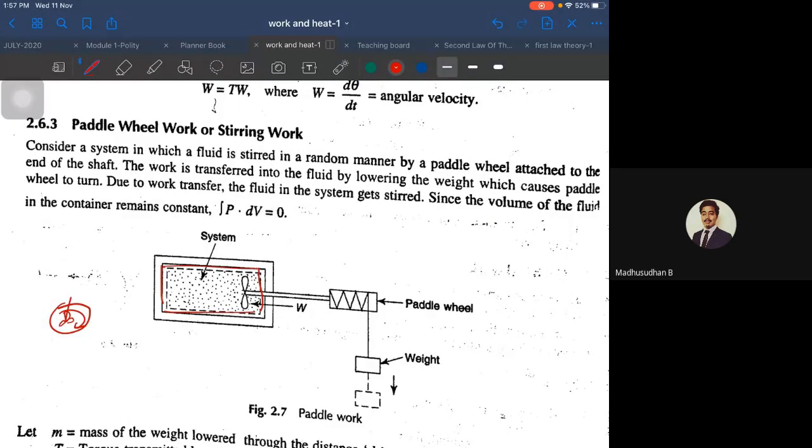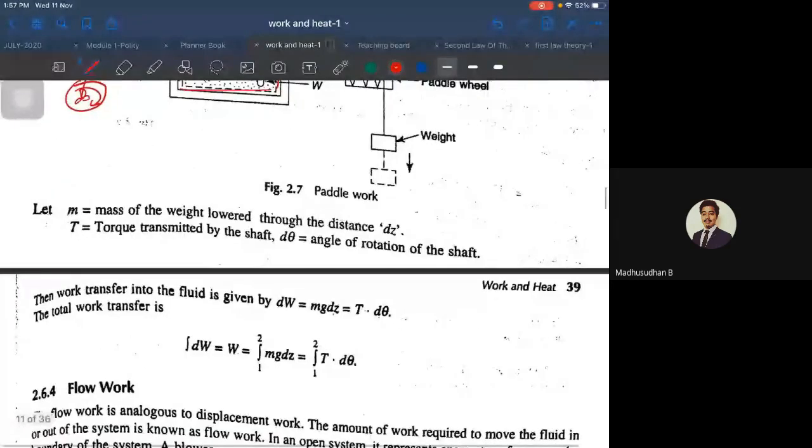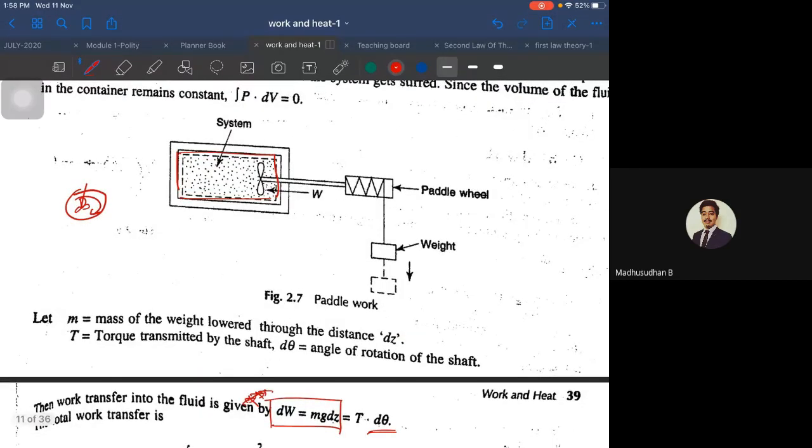So how do you calculate the work done? The work done is calculated as dW equals mg into dz. Again, g into dz can be written as d theta, so that can be written in this particular form. So just remember this expression, that's more than enough. So the paddle wheel work can be done in such a way.